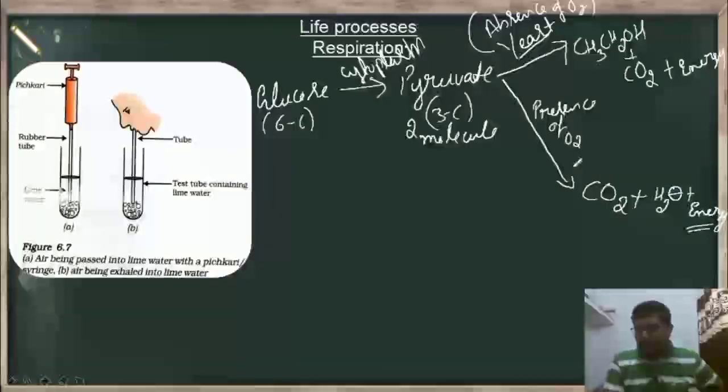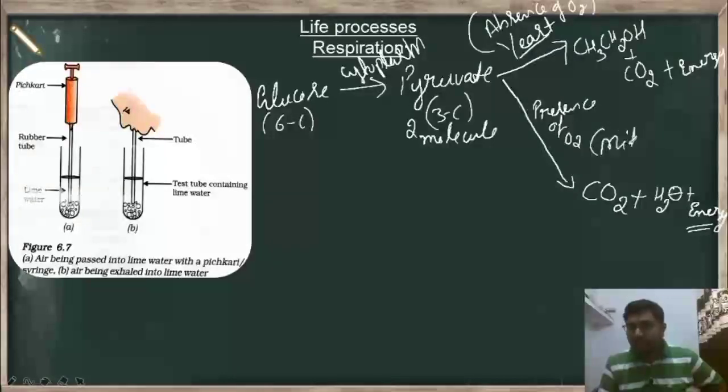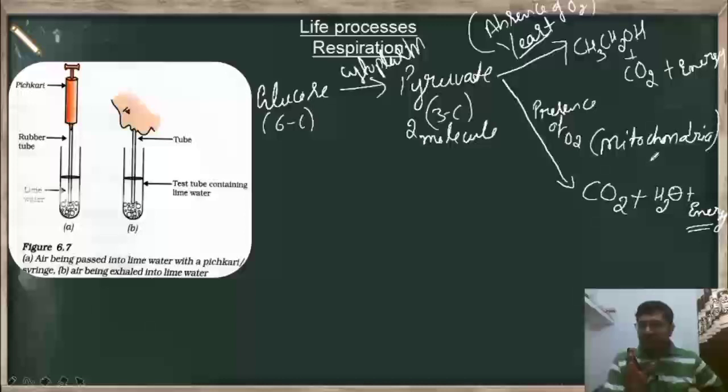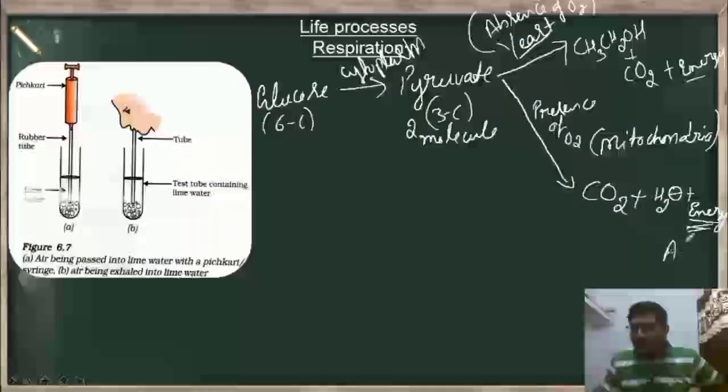Clear? And here we have discussed presence of oxygen, but where does this process take place? This process takes place in mitochondria. So commonly you all know that mitochondria is called the powerhouse of the cell, where energy is released in the form of ATP. So this energy is immediately used up by the cell to release the energy currency molecules, and that is ATP, adenosine triphosphate. But this does not happen always.